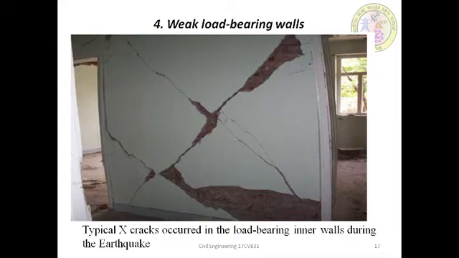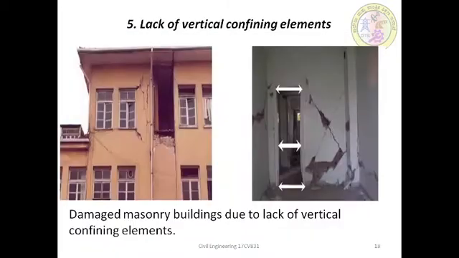So that is the typical X crack which occurred in the load bearing inner wall during the earthquake. Next one is the lack of vertical confinement. Here the vertical confining element should be located at the end of the load bearing walls, at both sides of doors and window openings.